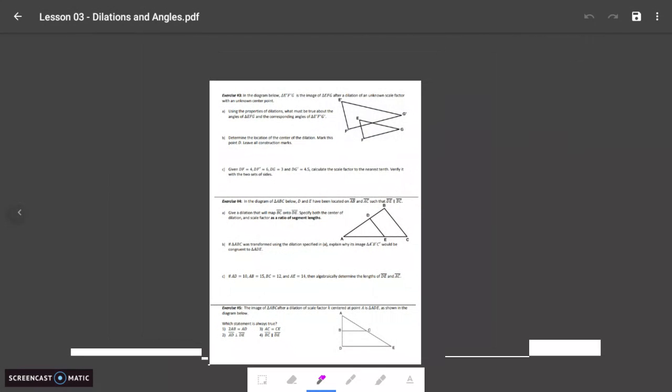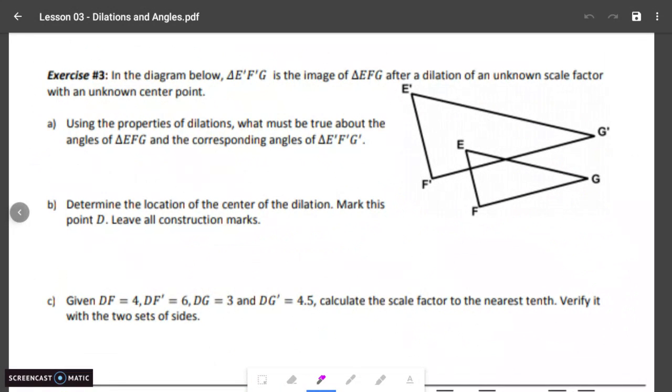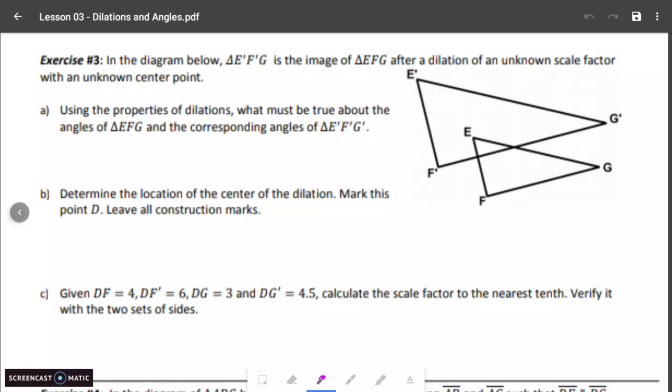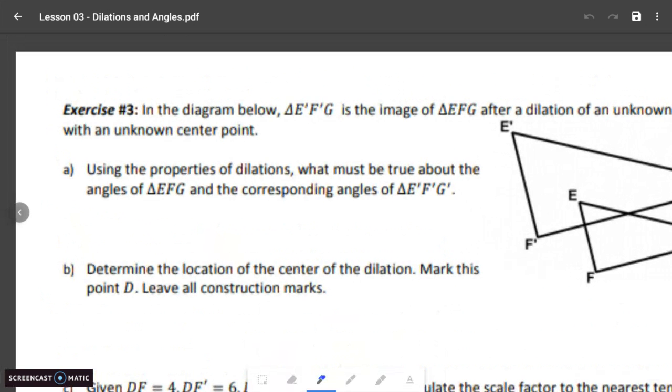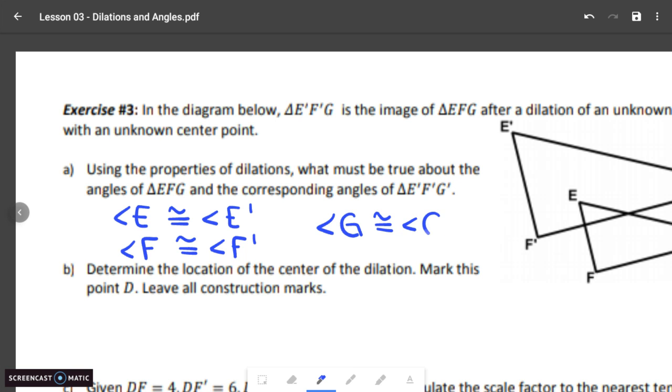Now if I go to the next page here and kind of keep going a little further with this with exercise 3, diagram below we have E prime F prime G is the image of EFG after a dilation of an unknown scale factor with a center point. Using the properties of dilation, what must be true about the angles of both of them? They're congruent, right? So I should know that angle E is congruent to angle E prime. Angle F is congruent to angle F prime, and angle G is congruent to angle G prime.